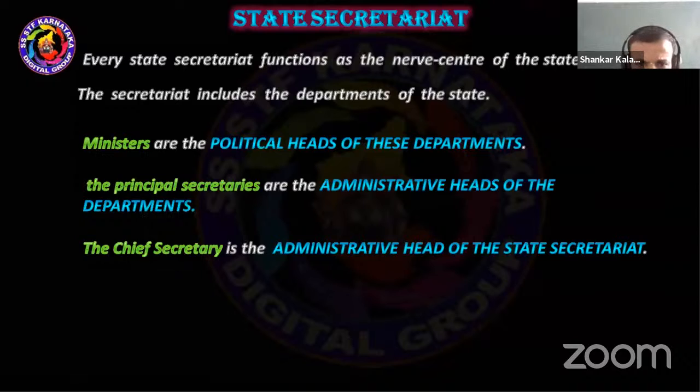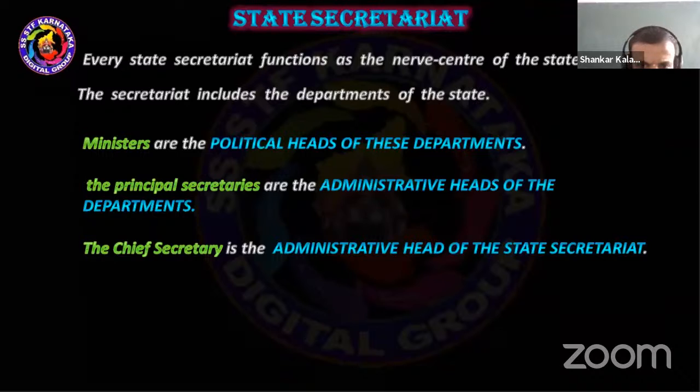And the health department is under the control of K. Sudhakar. He will manage all the activities of that health department. Like that, every minister has a particular department under their control. They will be the head of the department, and they have to manage with the help of the secretariat. Alone they can't do all activities. With the help of the secretariat, they will manage all the departments' works.